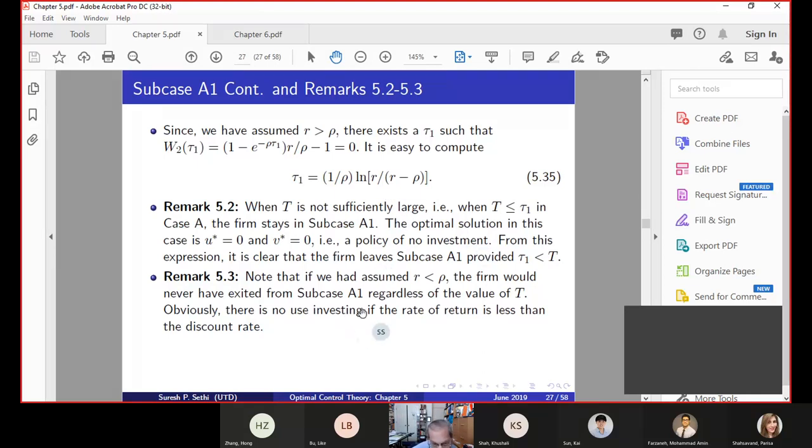Okay. The second is, if r is less than rho, clearly the firm should not be in business in any case, and the problem is uninteresting anyway, so we don't need to solve that problem. That's why we assume r bigger than rho.